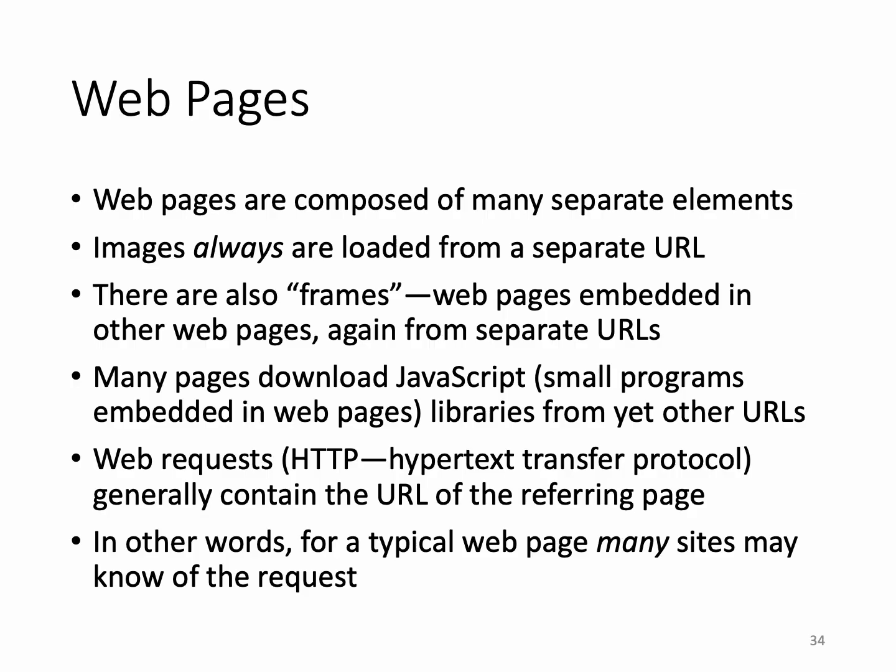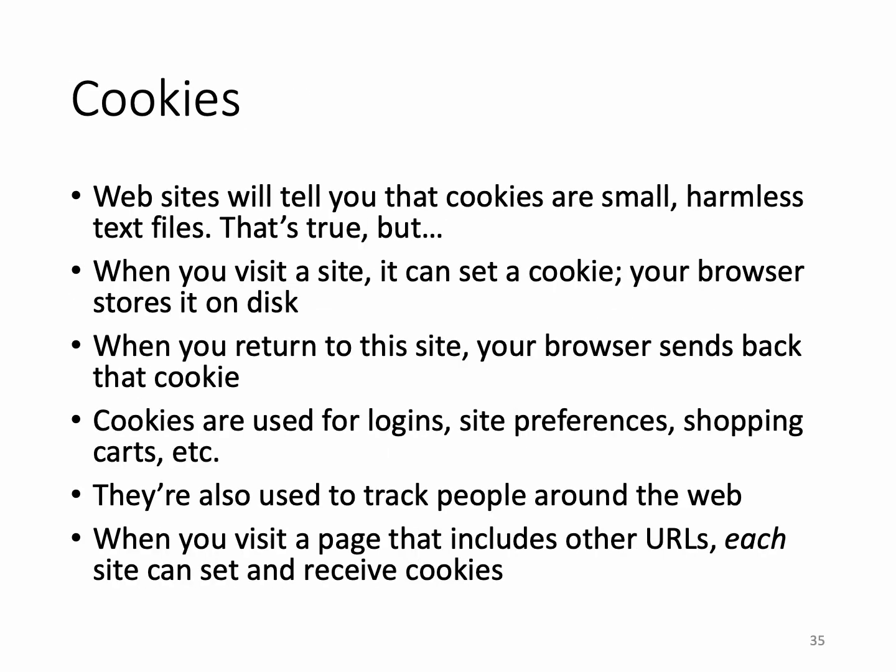Web pages are composed of many separate elements. Images are always loaded from a separate URL. There are things called frames, which are web pages that are embedded in other web pages from separate URLs. Many pages use JavaScript so that you can have responsive web pages, and web pages do web requests via HTTP, Hypertext Transfer Protocol, which contain the URL of the referring page. In other words, when you make a request, many websites are actually responding to you.